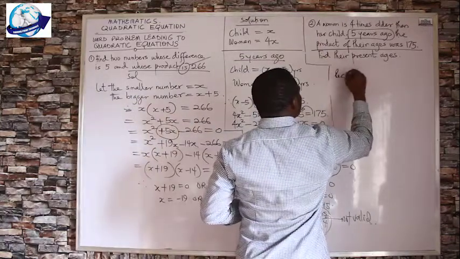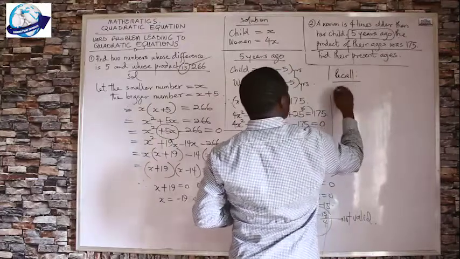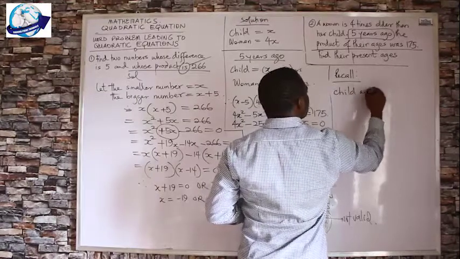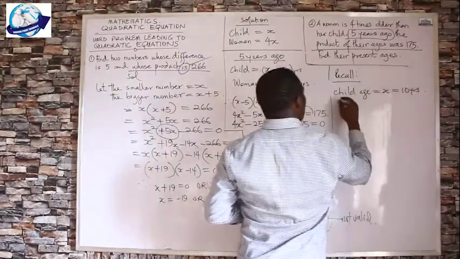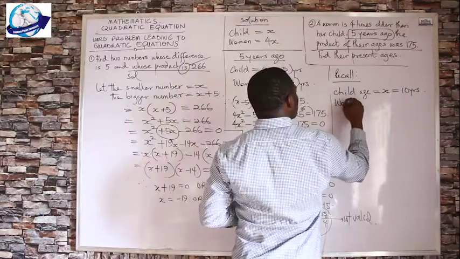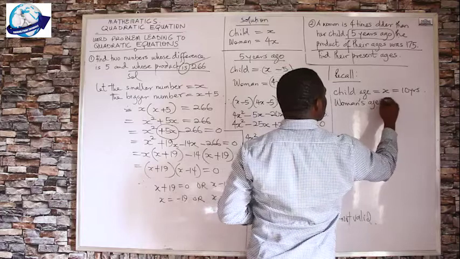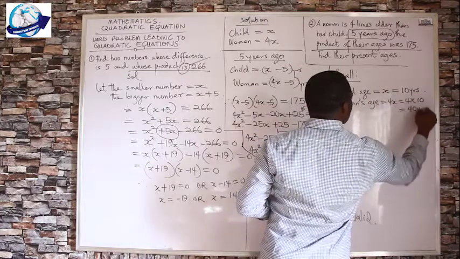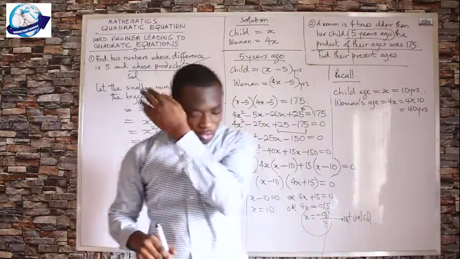Recall that you said the child's age should be x, and that x is actually 10. So that's 10 years. And you said that the woman's age is 4 times x, which gives you 4 times 10, which makes 40 years. So this is the answer to the question. So we have actually resolved this issue.